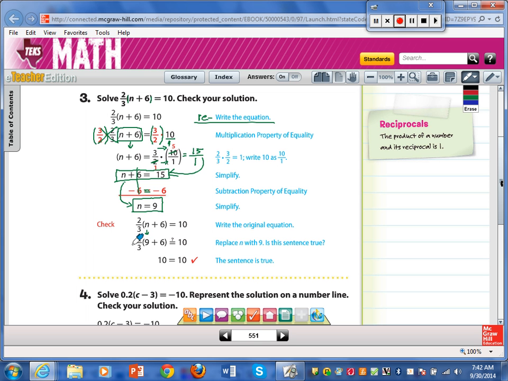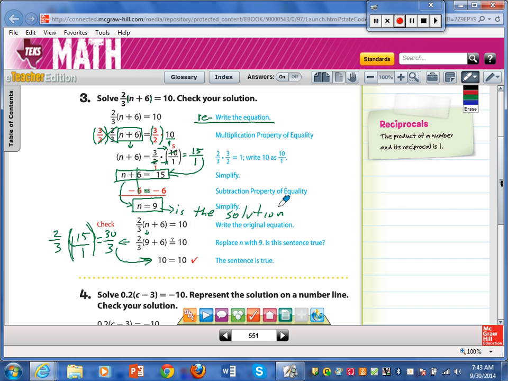So basically, I'm going to go ahead and break this part down over here. 2 times 3 times 9 plus 6, that was 15. So if this means multiplication, you put this over 1. And there you go. 2 times 15 is 30. And 3 times 1 is 3. So 30 divided by 3, well, that's just 10. Is 10 equal to 10? Yes, it is. So we have a true sentence, a sentence that is true. That means that this is the solution.